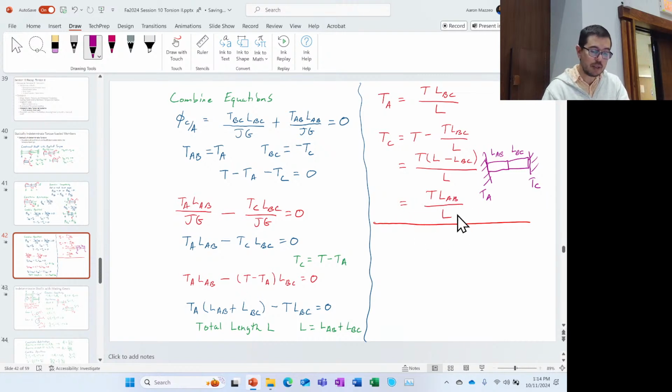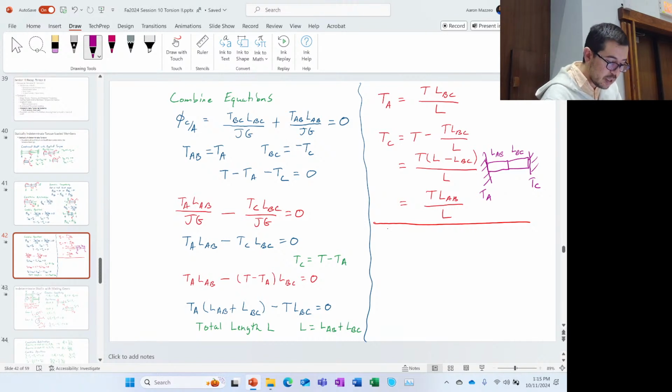I don't think I've described it like this before to you, but what we're saying is that TC is going to be equal to the torque times the ratio of this length divided by the entire length. So if LAB is really big, really long, relative to the entire thing, that means that the reaction torque here is going to be very close to whatever the torque is, because that's suggesting that this side has a very low stiffness. It will just go with the flow.